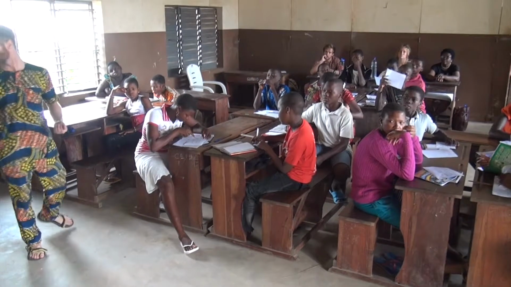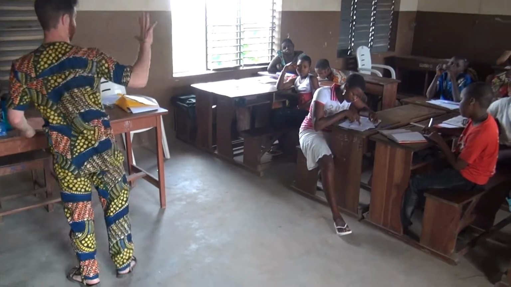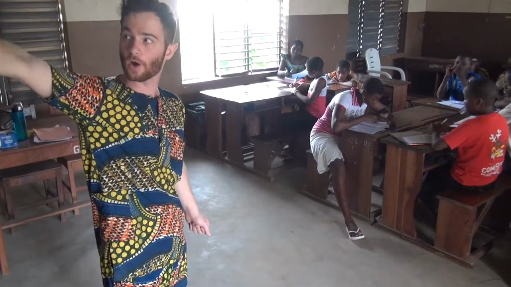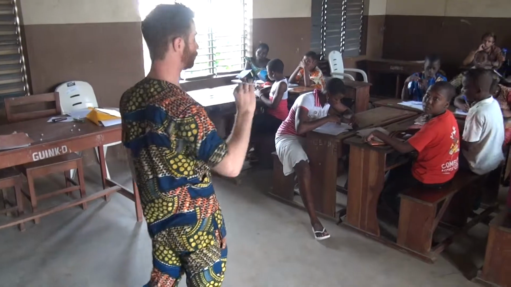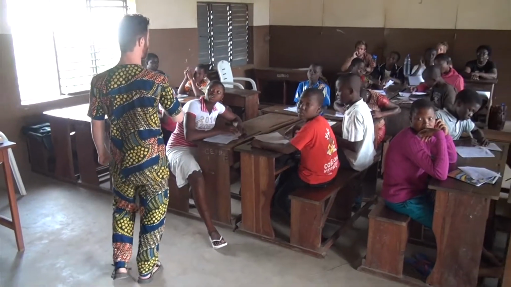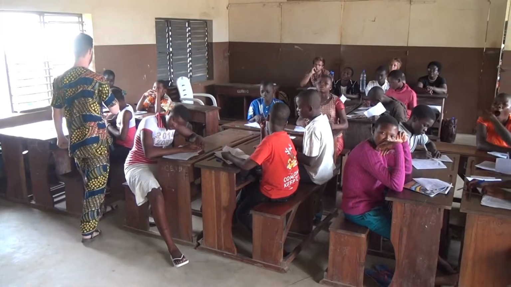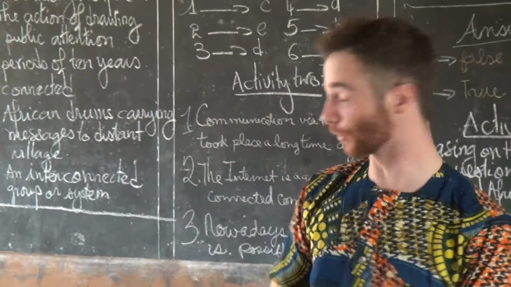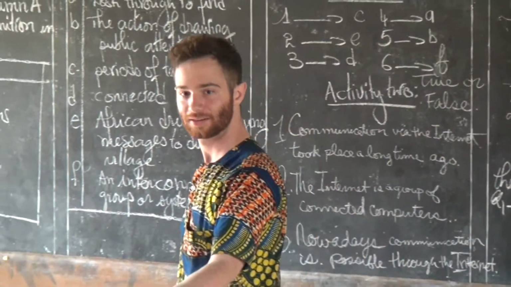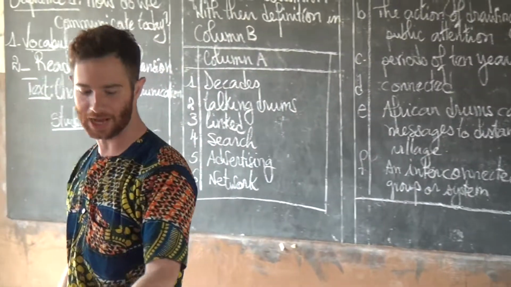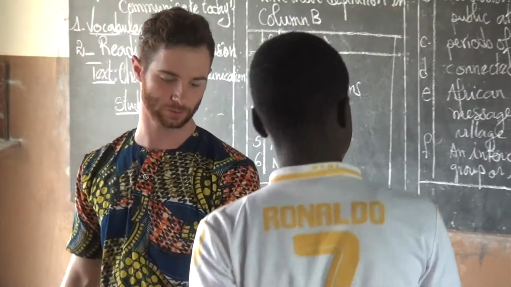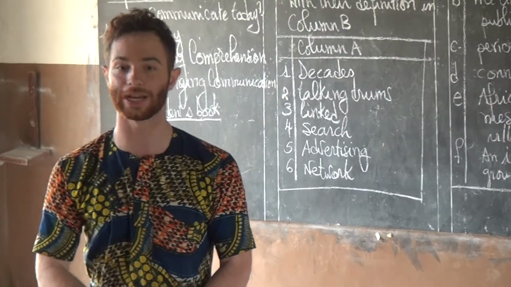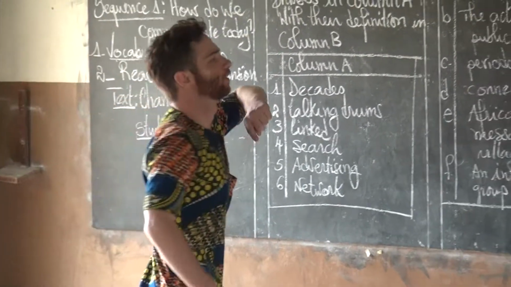You have 5 minutes, individual work, to read the 4 sentences and to tell me if they are true or false. What is the answer? Yes. True. Come to right. Yes. Nowadays, communication is possible through the internet. All right, number 4. All the way up there.